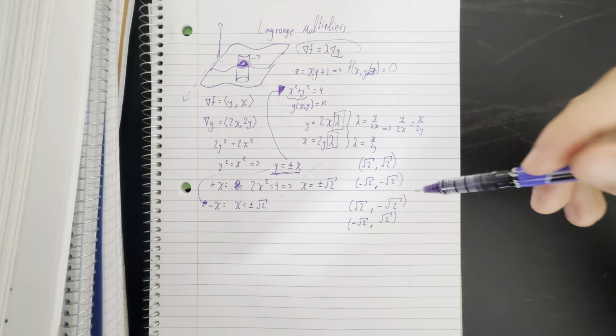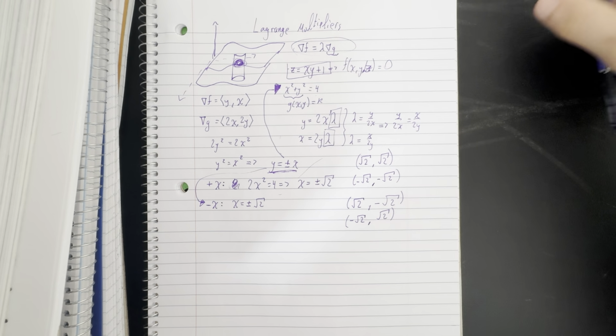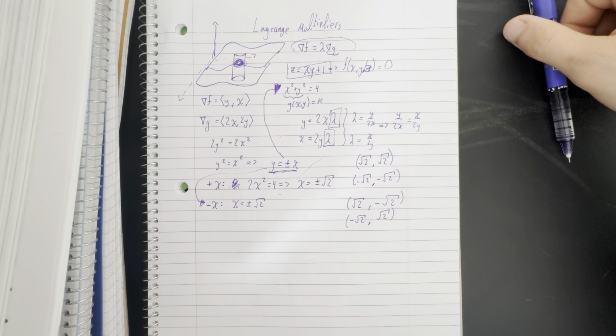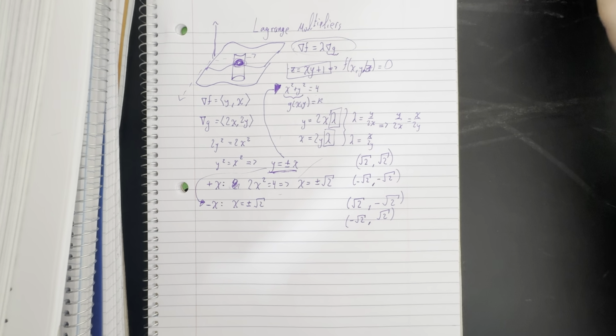Then you could plug these 4 points into this function, get the z values, and get your mins and maxes. I'm not going to plug them in, but this is what you would plug in.